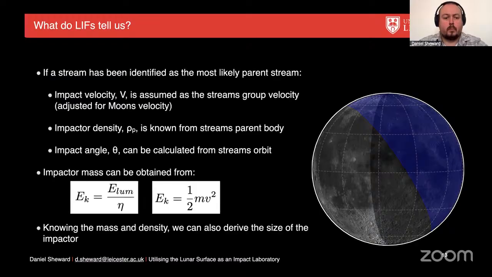And then with these, we can obtain the mass of the impactor with this kinetic energy equaling luminous energy over eta, and kinetic energy is a half mv squared. We know everything except mass, so it's just a simple case of solving for mass. And as we know the density as well, we can also get an average value for the size of the impactor.